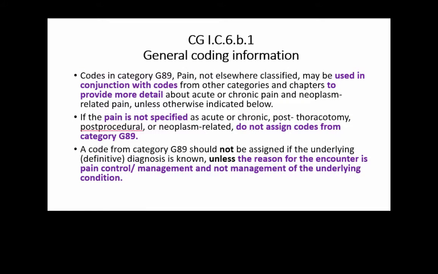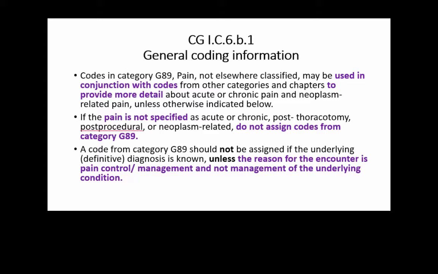Now let's talk about general coding information in this next coding guideline. We can use codes in category G89 along with codes from other categories and other chapters if the G89 code provides more detail. For example, if the scenario given to us does not tell us if the pain is acute or chronic and we have G89 codes that say so, then we would use those G89 codes. If the pain in your documentation is not specified as acute or chronic, not specified as post-thoracotomy, post-procedure, or neoplasm related, we do not assign codes from category G89. It has to have those terms in order for us to use that category.